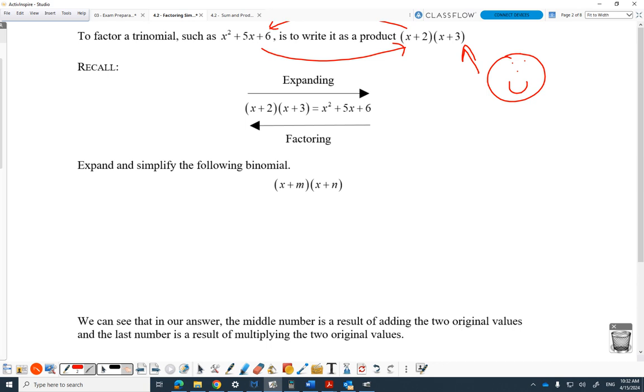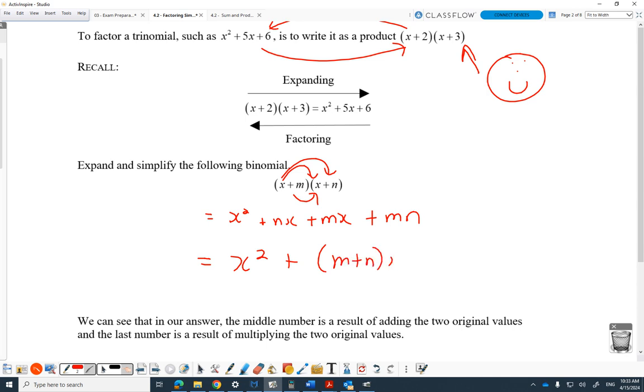We want to factor. So, in general, this is hard. This is what I did on the previous page, but it's difficult. If you expand two binomials like this, you get x squared, an nx, an mx, and then an mn. Don't let the n and m mess with your brain. Those are just the two numbers, whatever they are, 3 and 2, 5 and 7. So the middle term is those two numbers added, and the last term is those two multiplied.